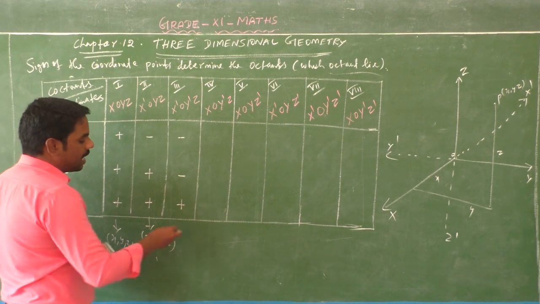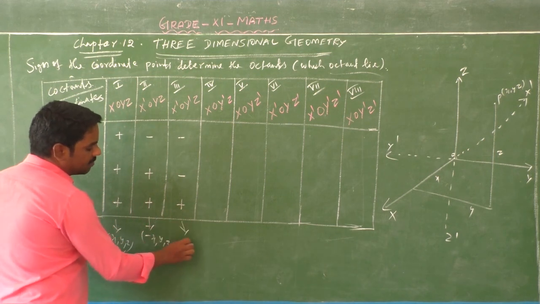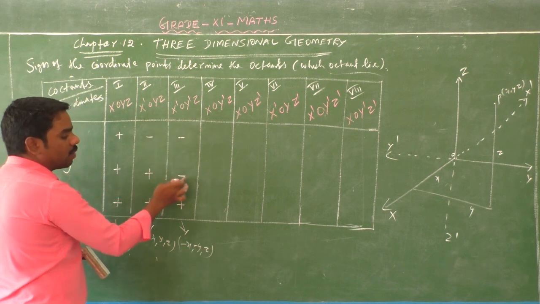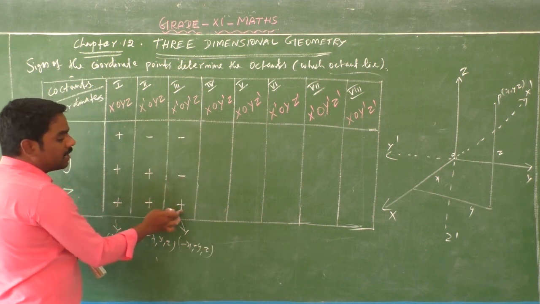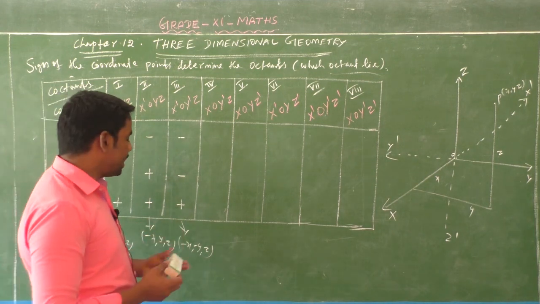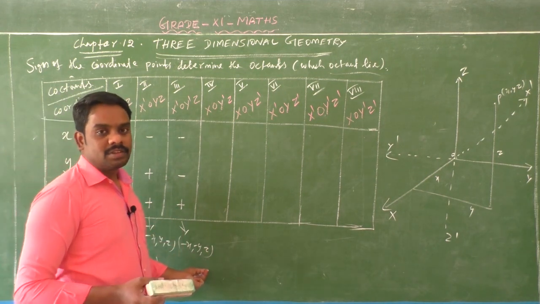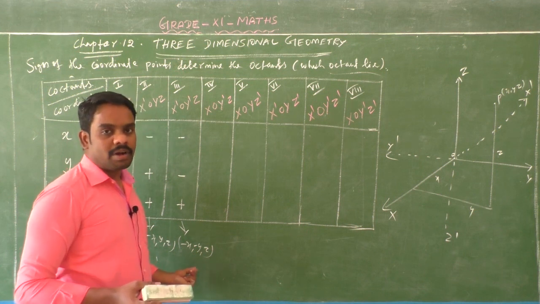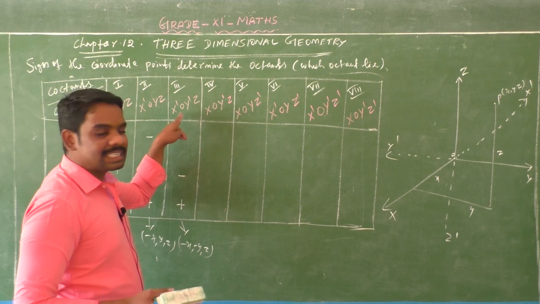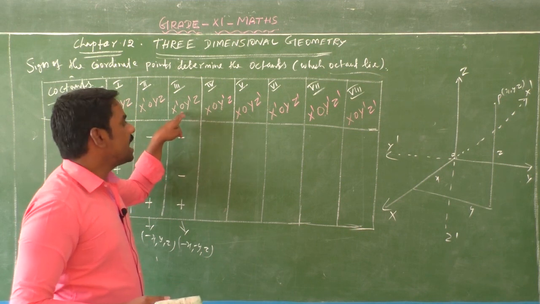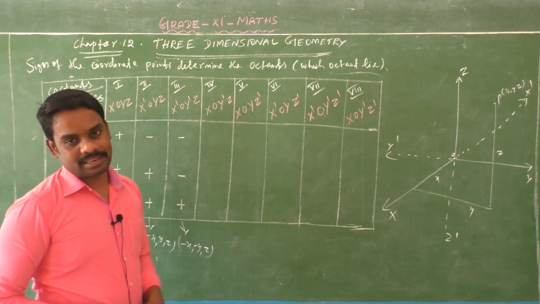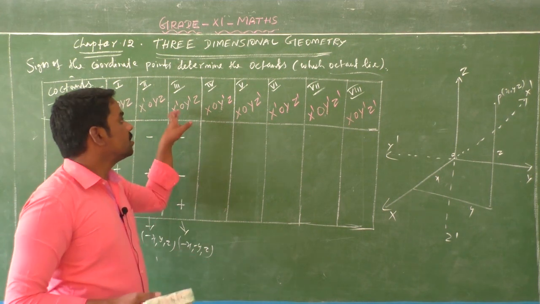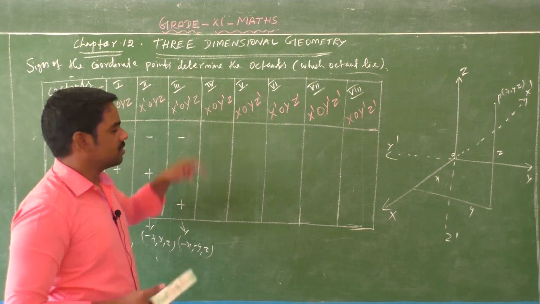And the third octant has the coordinate point minus x, minus y, plus z. Here x coordinate negative and y coordinate negative, and z coordinate only positive. So minus, minus, plus. That point lies in the third octant. That octant means x dash o y dash z octant. A point minus x, minus y, z lies in the third octant.